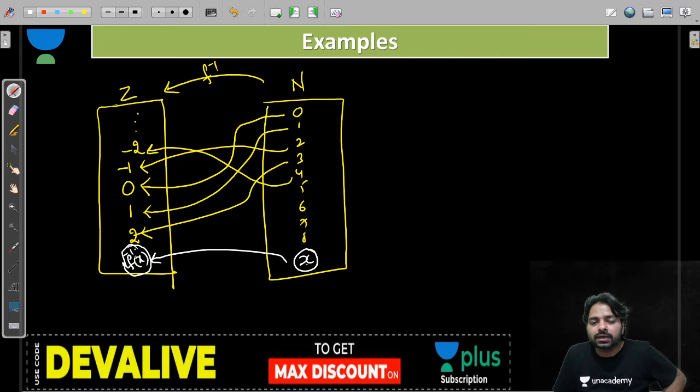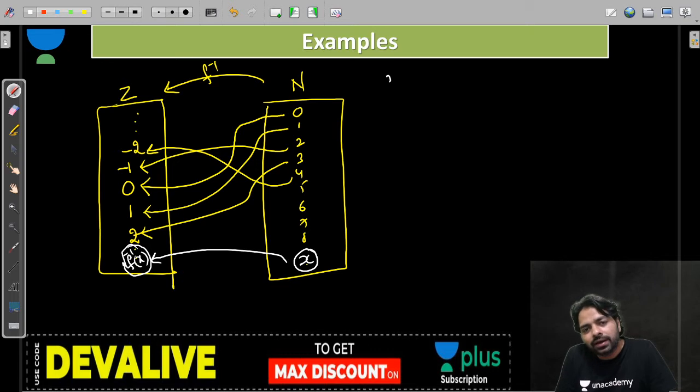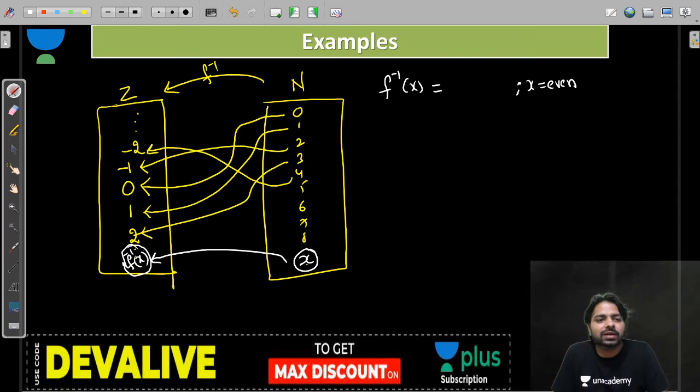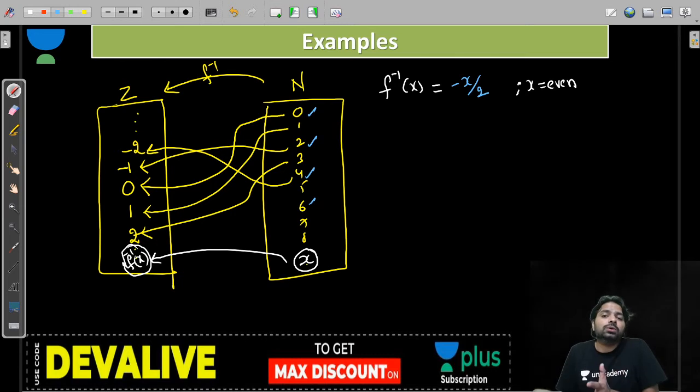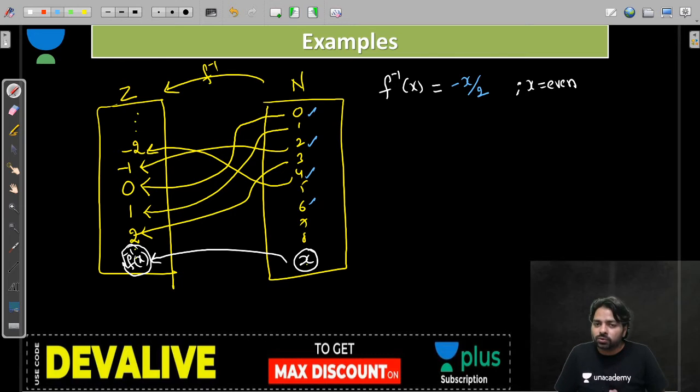Now look at here two things: odd and even. F inverse of x is equal to something will come if x is even. If x is even, then what is F inverse of x? Just look at only even numbers: 0, 2, 4 and then 6. That 4 will become minus 2. Then how do you get that? It is equal to minus x by 2. If f is minus 2x, its inverse has to be minus x by 2 only.